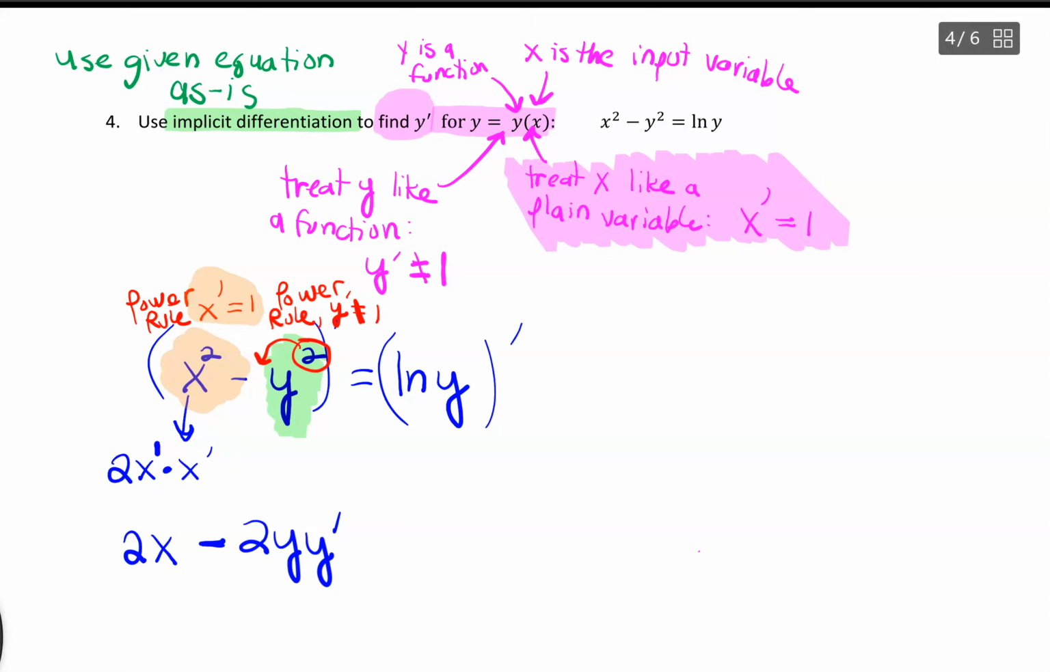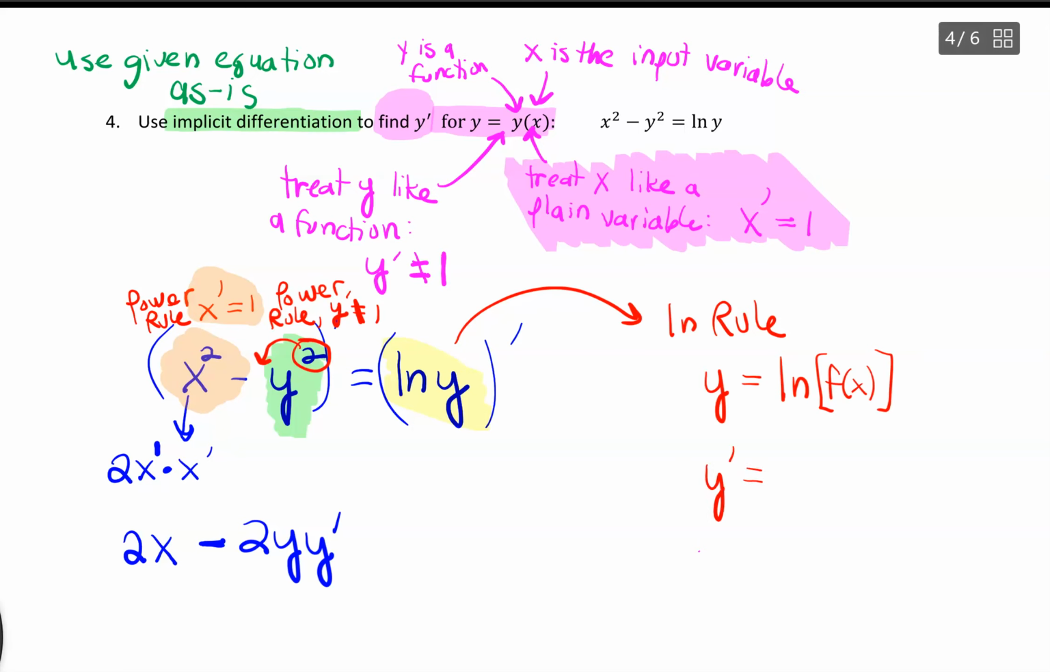Okay, and then in this last piece of my equation here, I'm going to use my ln rule. So let me write that rule to the side. We're going to use the ln rule. The general rule says this: if your equation is the log of some argument, might be a plain variable, might be a function, then the derivative sends the argument to the denominator, but then you tack on the derivative of the argument, right? That's your plain chain rule for natural log.